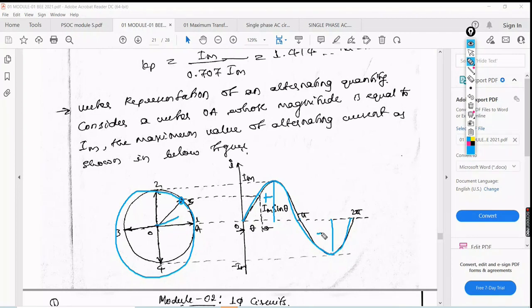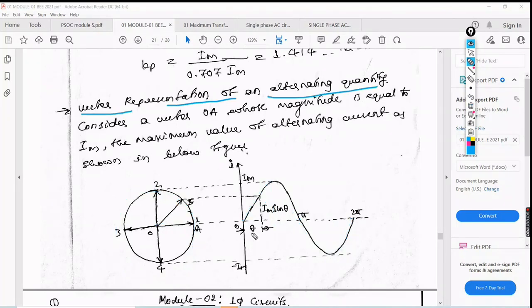Got my point? This is the representation of an alternating quantity, which changes its magnitude with respect to time, and its maximum value can be represented by Im. The instant at which the voltage appears or the current flows, that voltage is called the instantaneous voltage. If it is the current, instantaneous current. What is the equation for instantaneous current? i is equal to Im sine omega t.